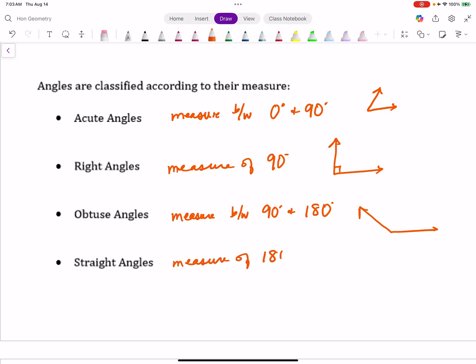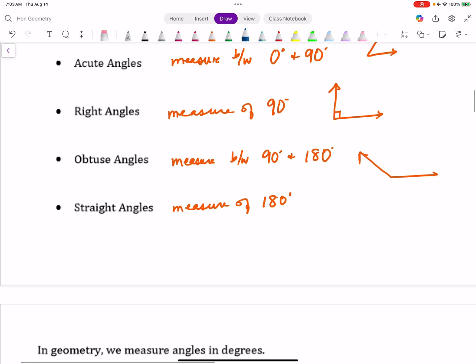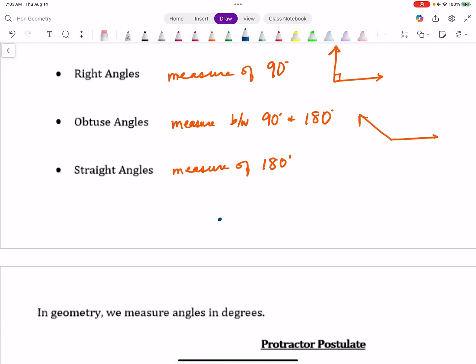And then a straight angle has a measure of 100 degrees. What am I talking about? 180 degrees. And so here's our common endpoint. That's the vertex. We've got one ray going this way, one ray going that way. So we have two opposite rays.